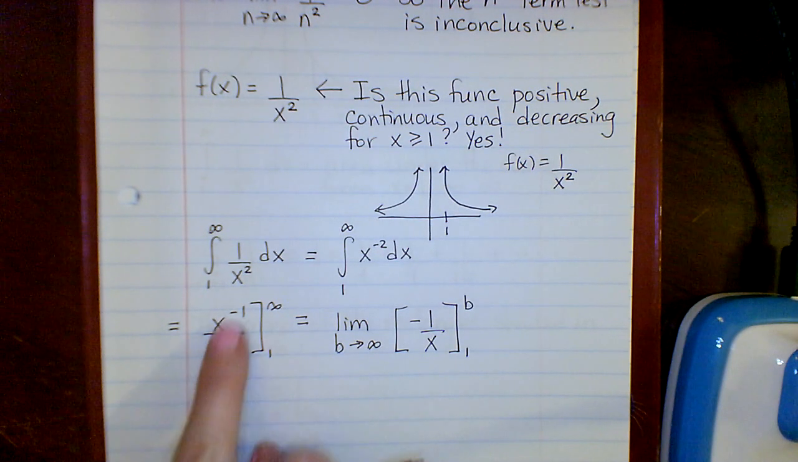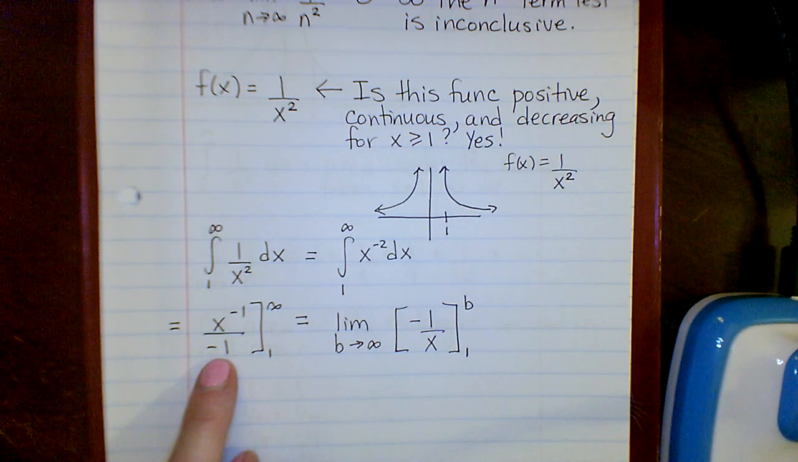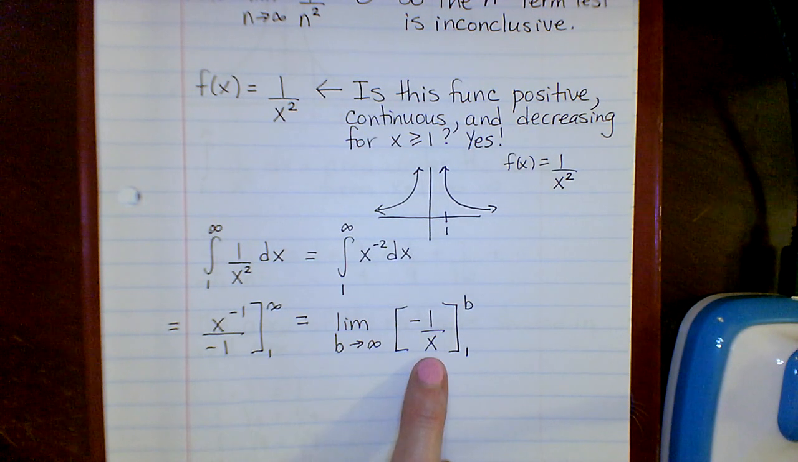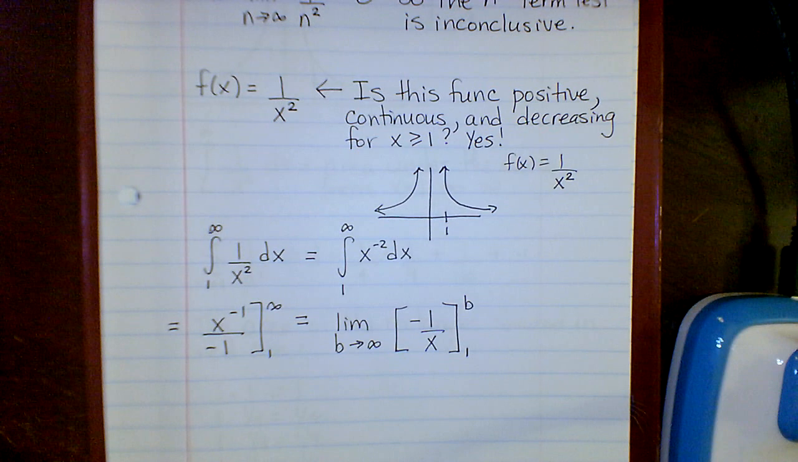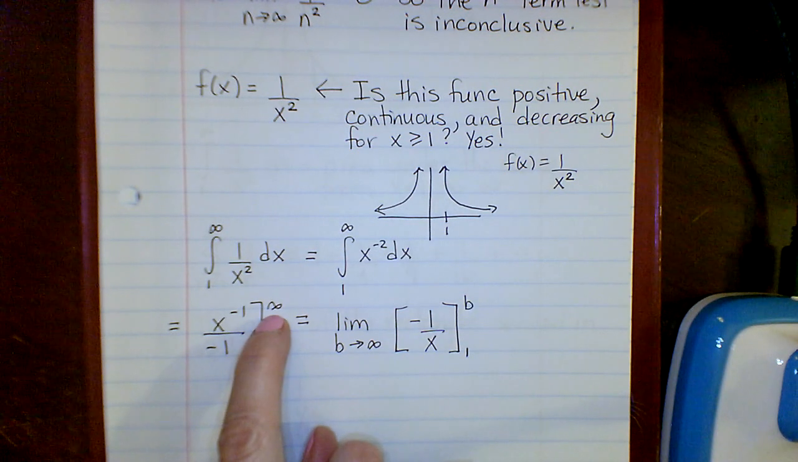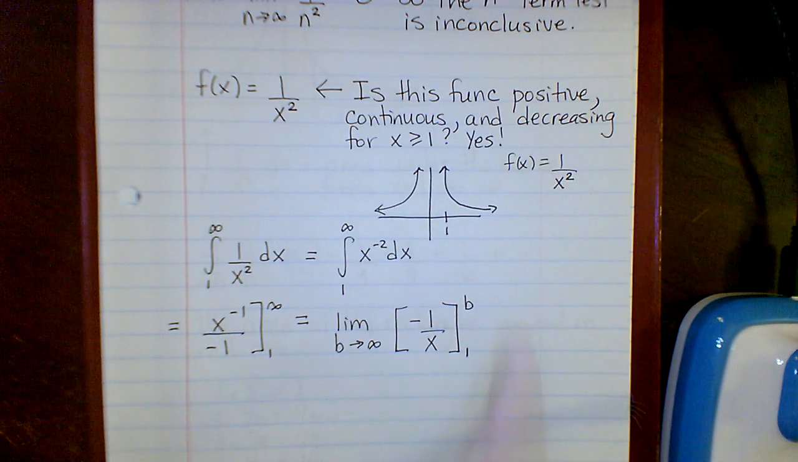So I did two things right here. I rewrote this a little nicer. I wrote it as negative 1 over x. And I went ahead and brought in that b up here. You can call it a, it really doesn't matter, whatever you want to call it, because that's where my limit's going to come in for that improper integral.